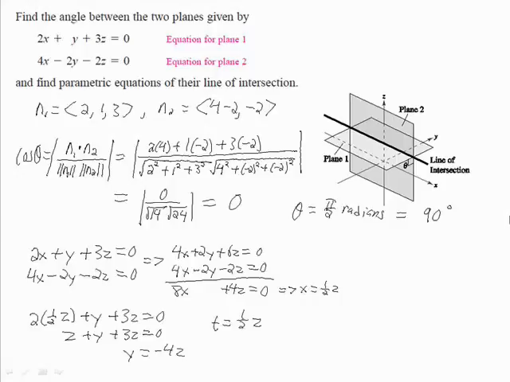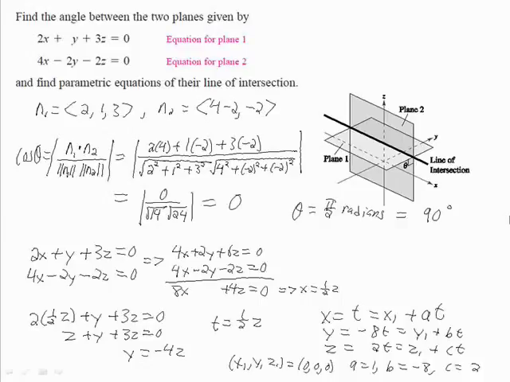X equals t equals x sub 1 plus at. Y equals -8t equals y sub 1 plus bt. Z equals 2t equals z sub 1 plus ct. Because the ordered triple x sub 1, y sub 1, z sub 1 equals the ordered triple 0, 0, 0 lies in both planes, you can substitute for x sub 1, y sub 1, and z sub 1 in these parametric equations, which indicates that a equals 1, b equals -8, and c equals 2 are the direction numbers for the line of intersection.